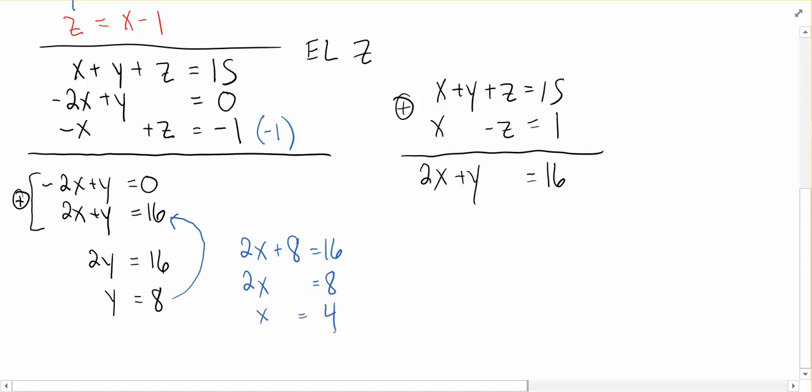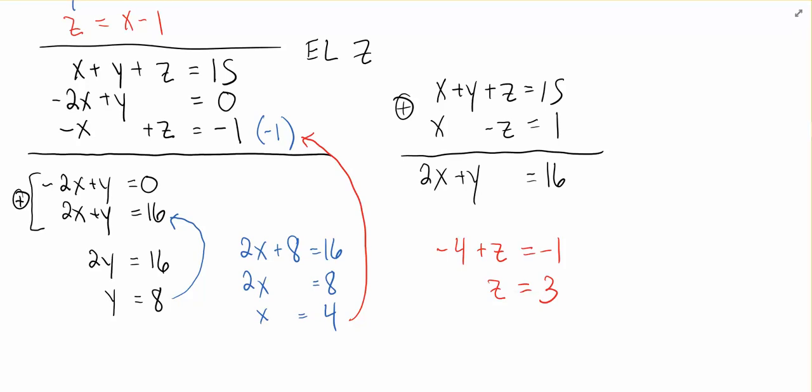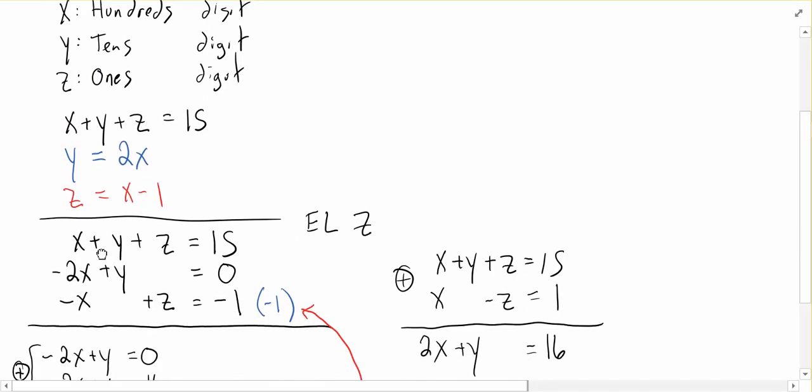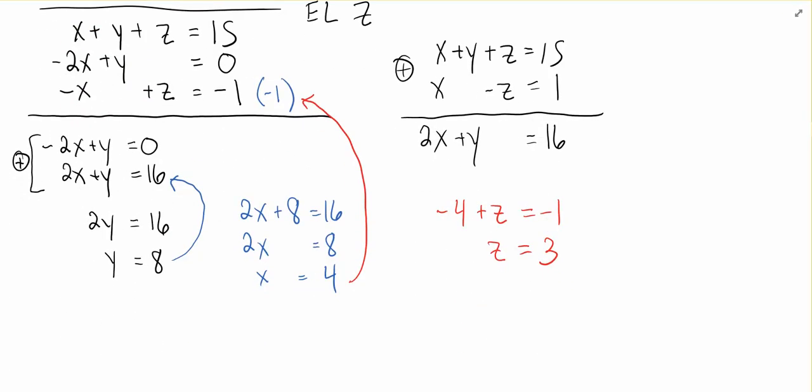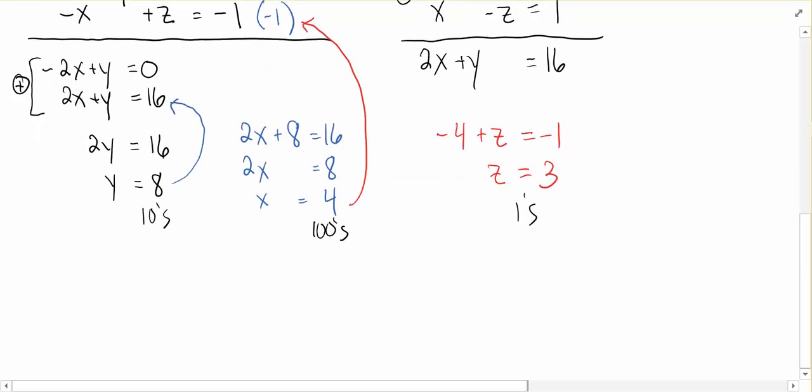And now we just need to figure out our z, which we could do pretty easily by plugging it in there, because I could get negative x plus z equals negative 1. Add the 4 to the other side gets me 3. Now, if we go back to the actual question, the question was, find the 3-digit number where x was my hundreds place, y was my tens, and z was my ones. So that tells me the number here is 483.